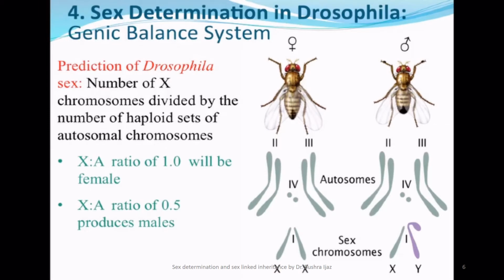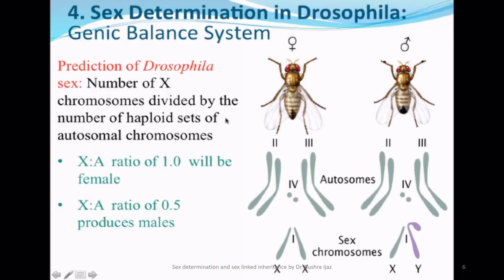So, as we take a further look at this genic balance system in Drosophila, there is the prediction that if we take the number of X chromosomes and divide by the number of haploid sets of autosomal chromosomes, then we get the sex of the Drosophila, or of the housefly. So if we have an X to A ratio of 1.0, then that individual will be female. However, if we have an X to A ratio of 0.5, then that individual will be male.